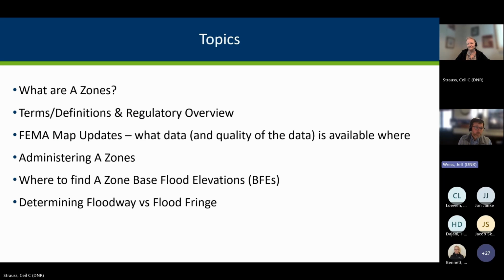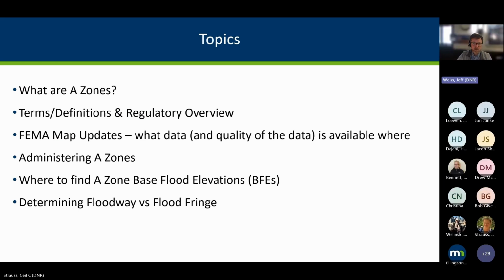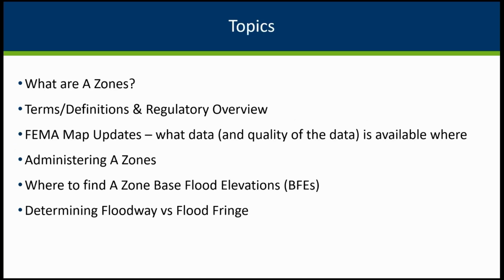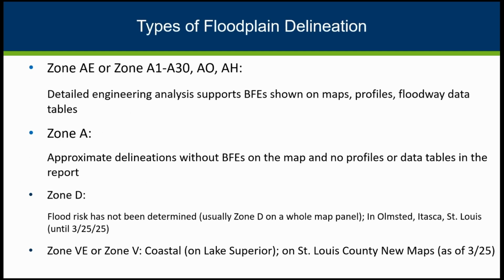Today, we're going to cover a number of different topics. Some things will be referenced early in the presentation to then be discussed later on. So we're going to do an overview of what A-zones are, work on some terms and definitions and a regulatory overview, and give you some updates on the FEMA map update process, what data we have and when it's going to be available. Then we'll get into administering A-zones, where to find A-zone based flood elevations, and then looking at floodways versus flood fringe in A-zones. That's something that comes up on a somewhat regular basis.